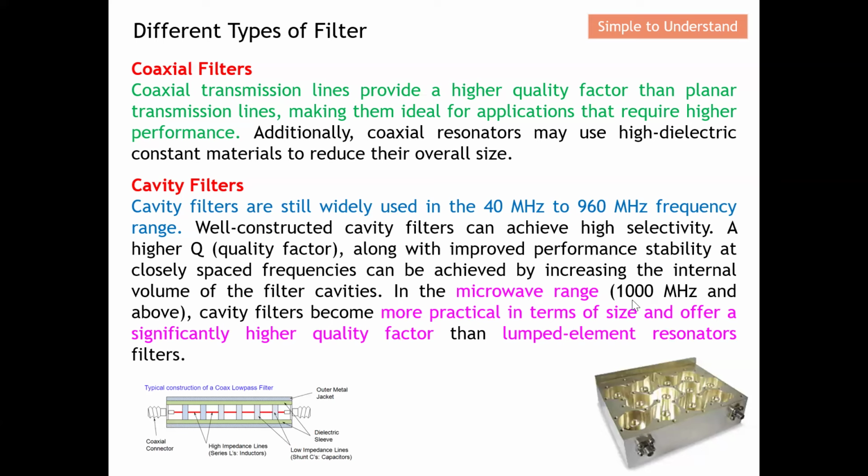In the microwave range, which is the microwave frequency, at least above 1 gigahertz, the cavity filter becomes more practical in terms of size and offers a significantly higher quality factor than lumped element resonator filters. When you move to a higher frequency, the size of this cavity filter reduces, and because of this, the size and the weight become more reasonable. So this is the use case of the cavity filter.